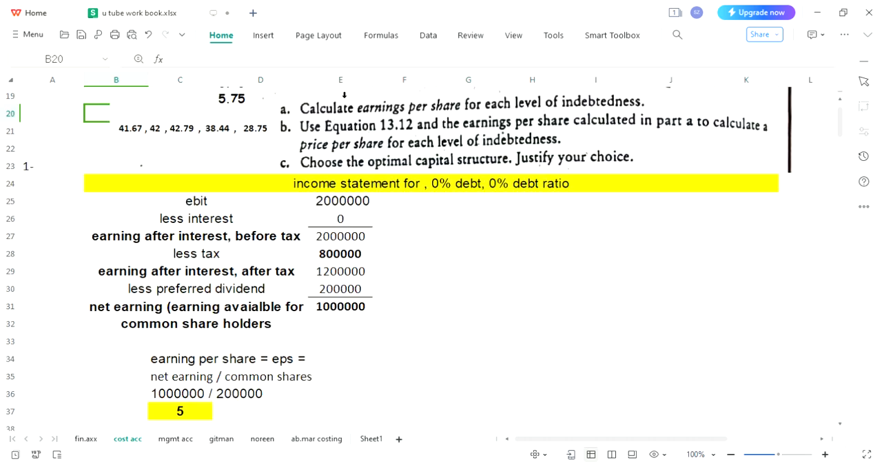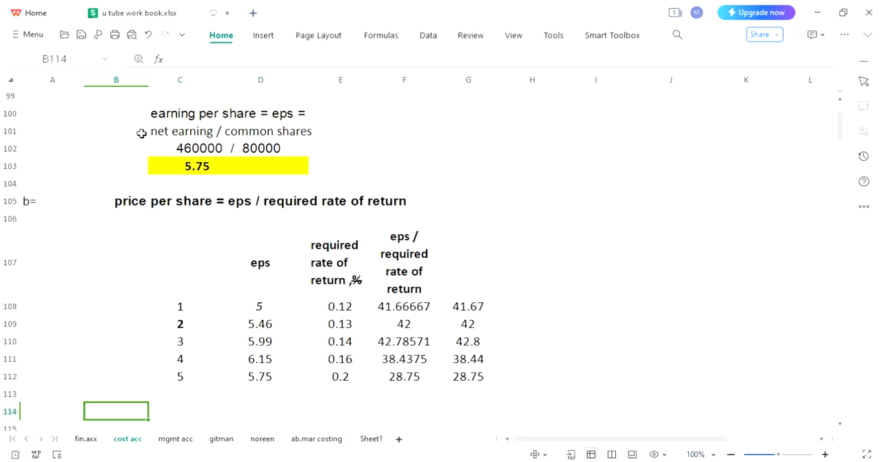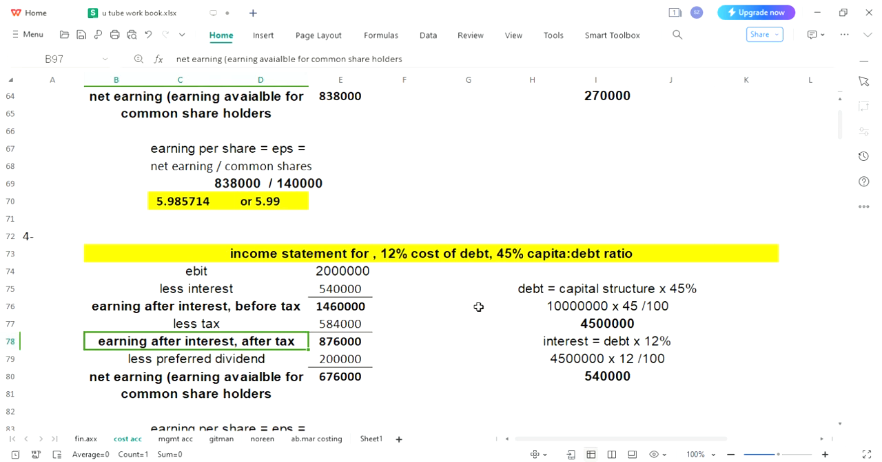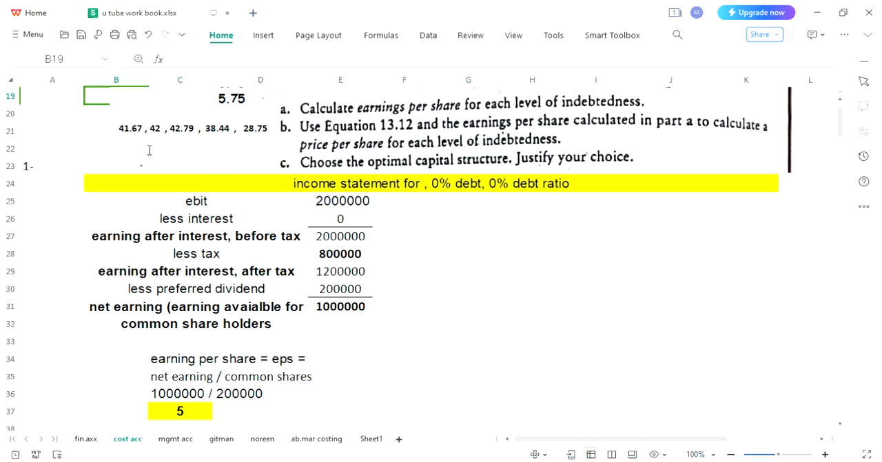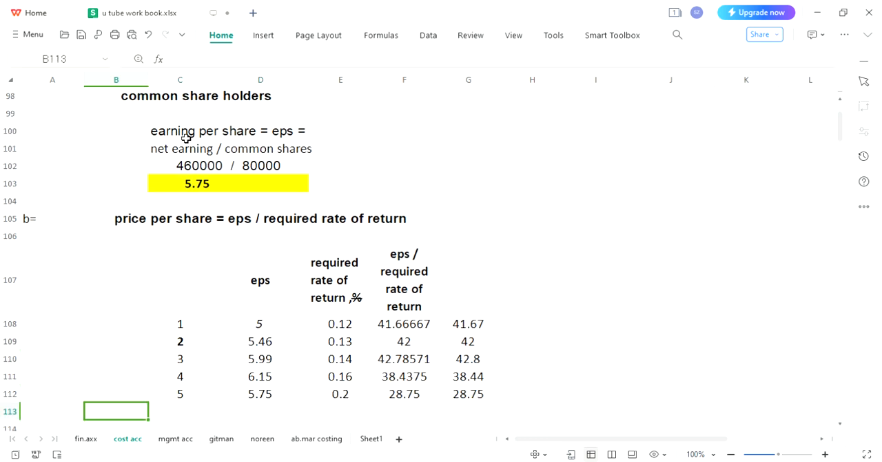As you can see, your answer was 41.67, so I have just rounded them off here: 41.67, and the second answer was exactly 42. That is okay. The next answer was 42.79. You can see 42.79 was better. Okay, I have rounded it. Look over here, 48.78 could be written as 48.79. And the second last answer, 38.44.